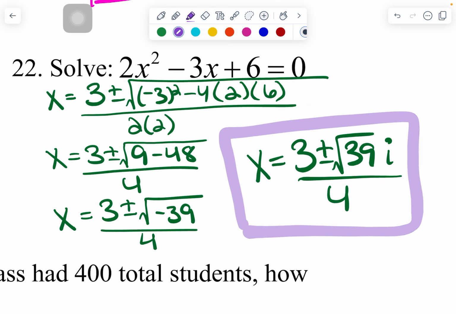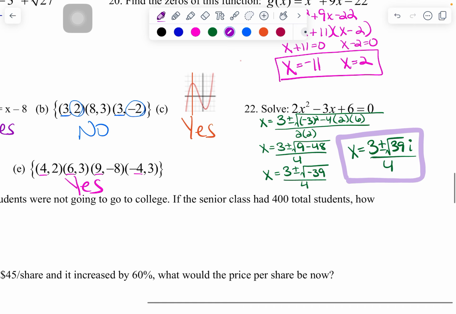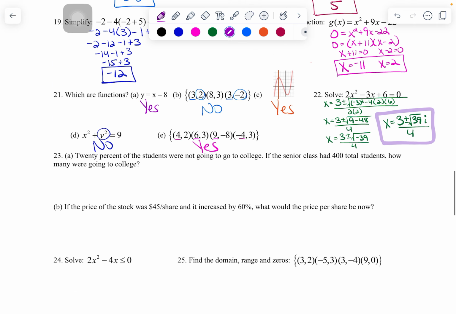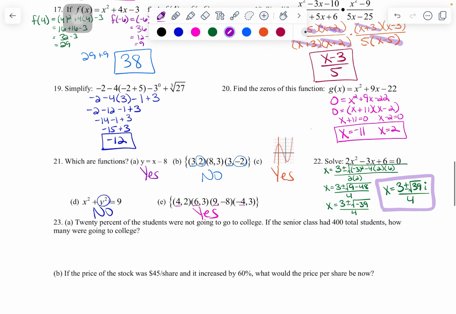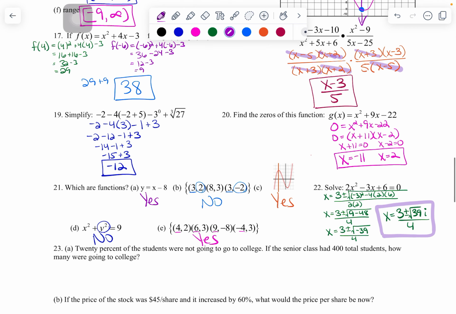All right, so there's the simplified version for question number 22. That is the solution then for x. Let's see, what do we have here? I'm going to go ahead and call this video. I went through question 17 through 22. I will finish out with a separate video for 23 to the end.